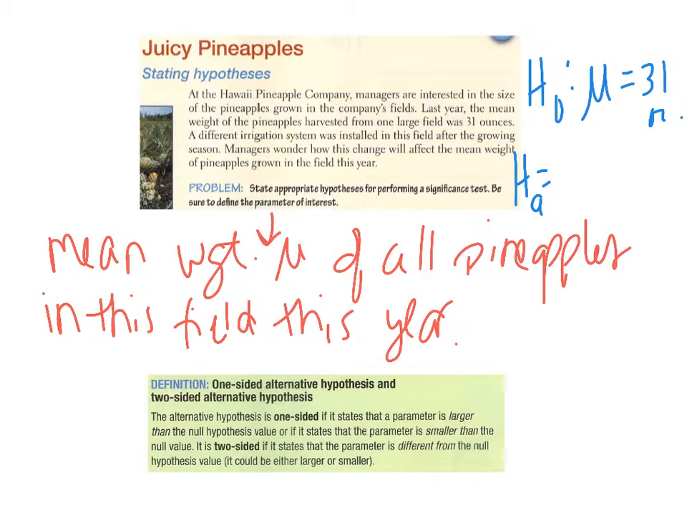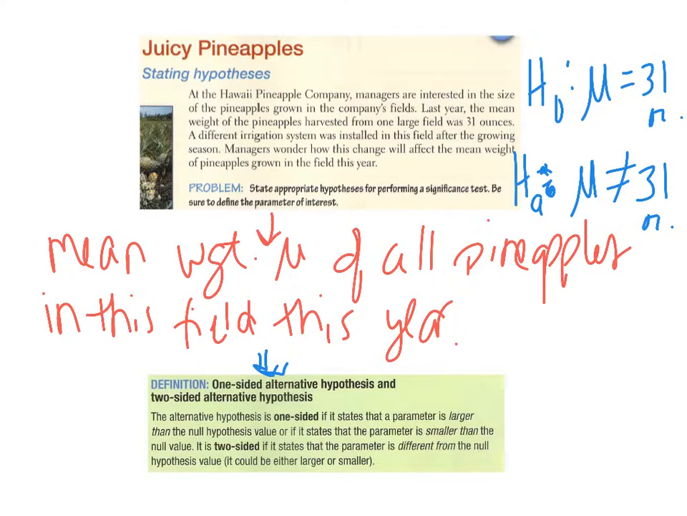So if the mean weight of the pineapples is different, it could be less than or it could be more than. So in this scenario, my alternative hypothesis is going to be that the mean weight does not equal 31 ounces. Different than the basketball one. In the basketball one previously, we said that the alternative hypothesis was that he shot less than 80% of his free throws.